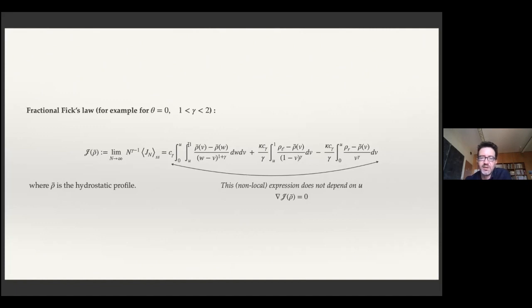But as you see, in the usual diffusive case, this current is just given by the gradient, namely the gradient of rho bar. Here, it is a non-local object, which depends on the hydrostatic profile rho bar everywhere in the system. So it is a non-local flux.